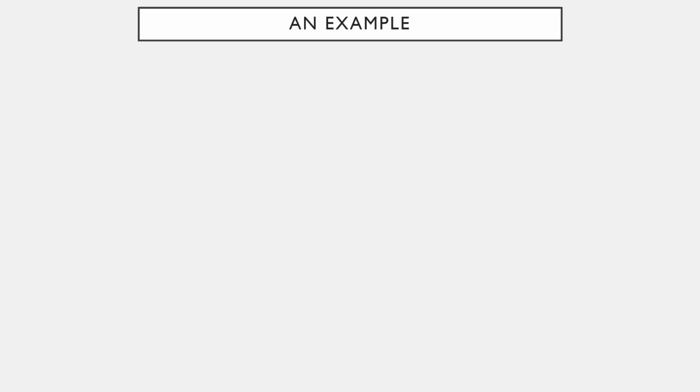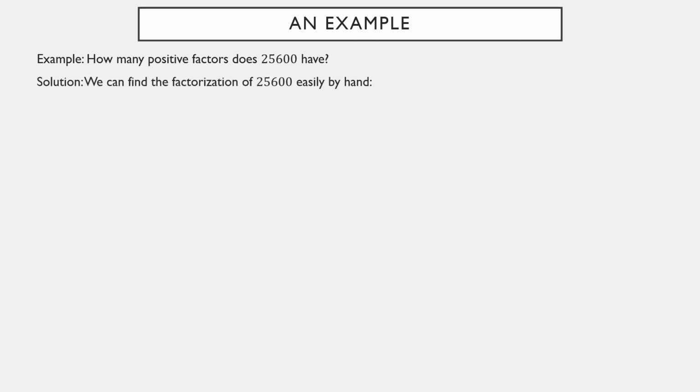So let's take a look at an example. How many positive factors does 25,600 have? What would be really unpleasant is trying to list out all the positive factors manually, but what we can do is factor 25,600 pretty easily. It's 256 times 100. 256 is 2 to the 8th, 100 is 10 squared, but we want a prime factorization, so 10 squared is 2 squared times 5 squared. So in fact 25,600 is 2 to the 10th times 5 squared.